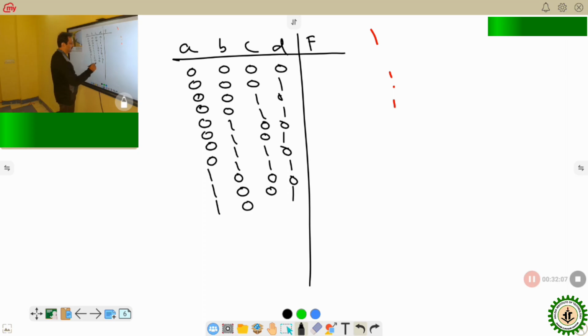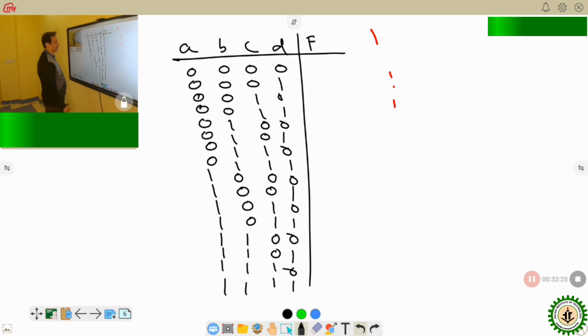Next one is 1, 0, 1, 0. Next one is 1, 0, 1, 1. Next one is 1, 1, 0, 0. Next one is 1, 1, 0, 1. Next one is 1, 1, 1, 0. And the last one is 1, 1, 1, 1. So these are the 16 possible combinations, and this is the min term version. This is 0, this is 1, this is 2, and up to this one is 15. Okay.